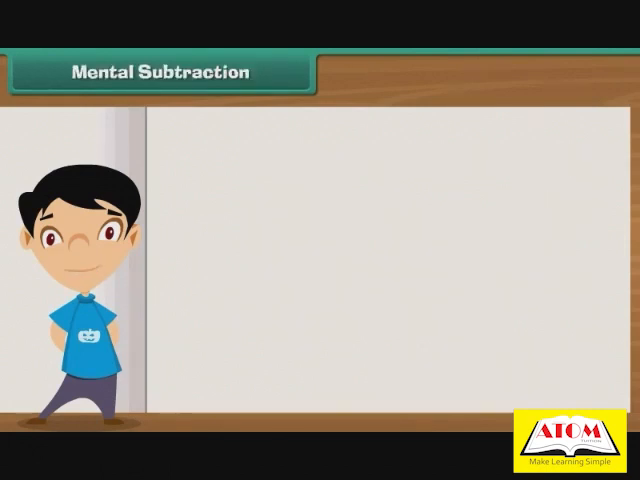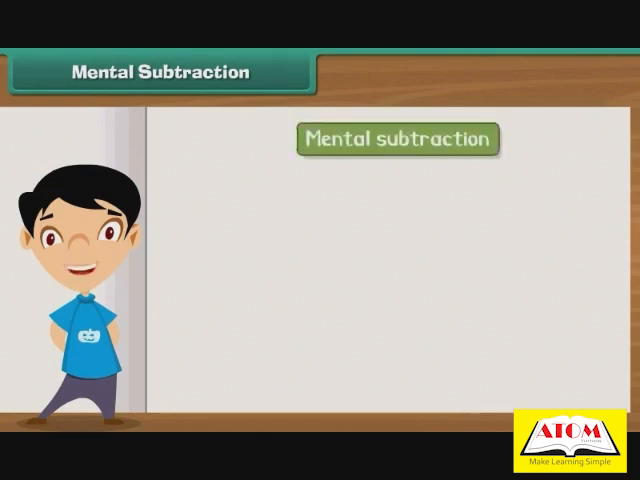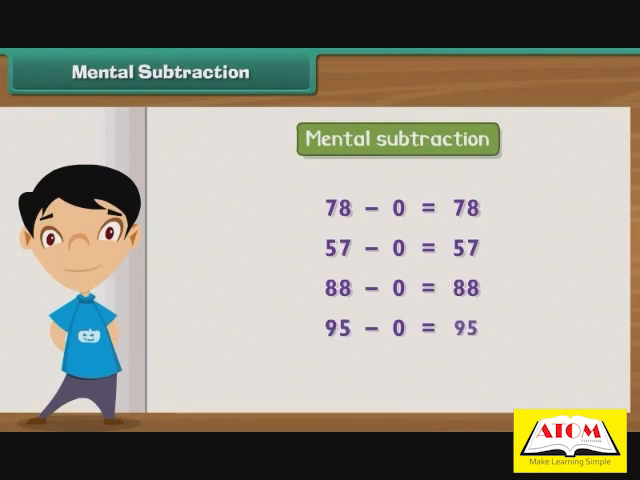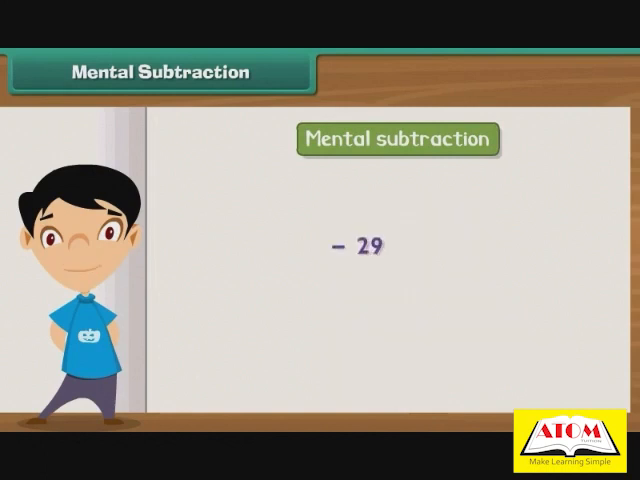Mental subtraction. We can perform mental subtraction in a manner similar to mental addition. 0 is the easiest number to subtract. So, we will always try to make the second number, that is, the number to be subtracted, end with 0. Let us try to subtract 29 from 67. Since the second number must end with a 0, we subtract 30, not 29, from 67. The subtraction gives us 37.